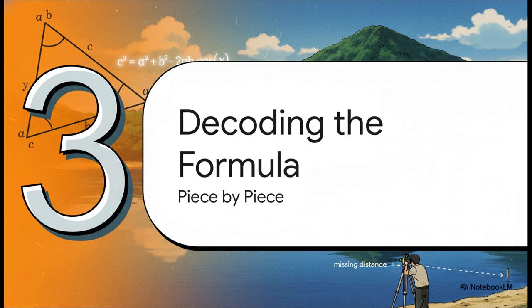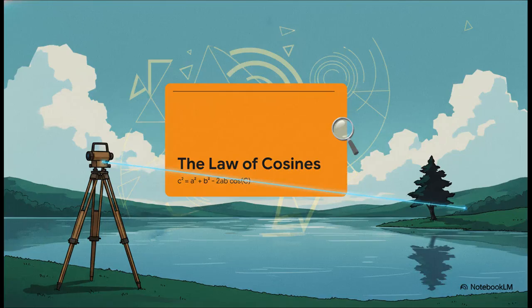So what is this upgrade really doing? Let's crack this formula open and decode it piece by piece. You're going to see it's way more straightforward than it looks. Here it is again. Now, like we said, that first part, c squared equals a squared plus b squared, that's pure Pythagoras. We know that. The real magic happens in that last little bit.